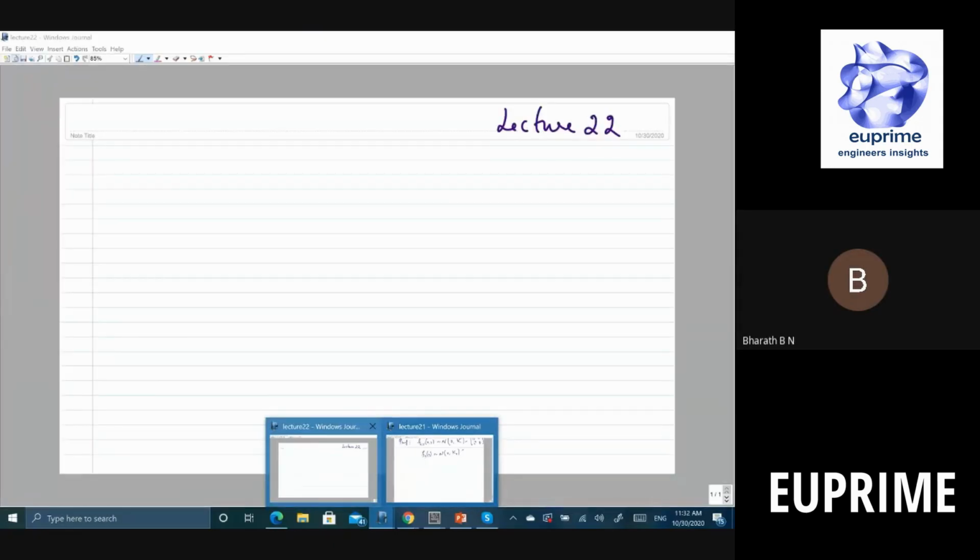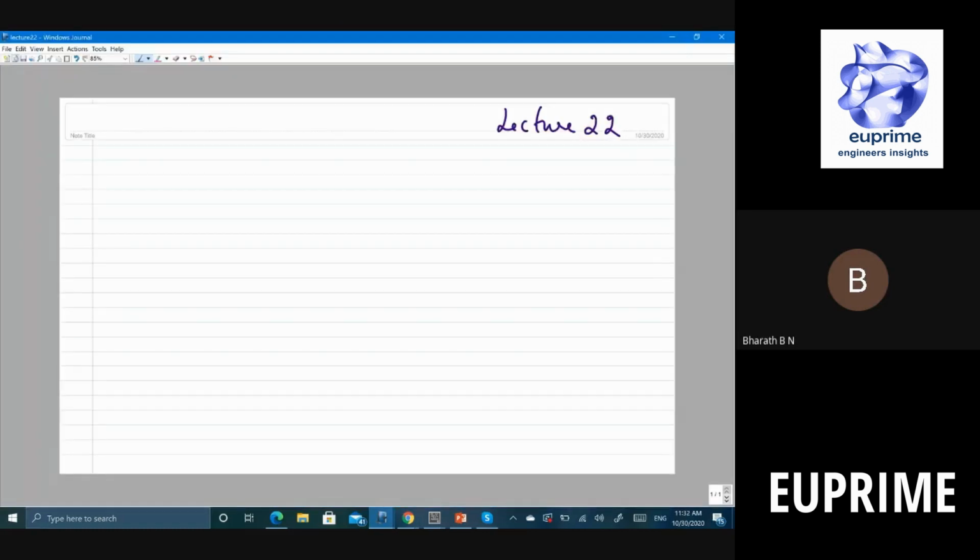So in the last class, we were looking at the conditional density of a Gaussian random vector. So let's look at the proof of that. Essentially, I have to write the joint density of X and Y and divide it by the marginal to get the conditional, right?